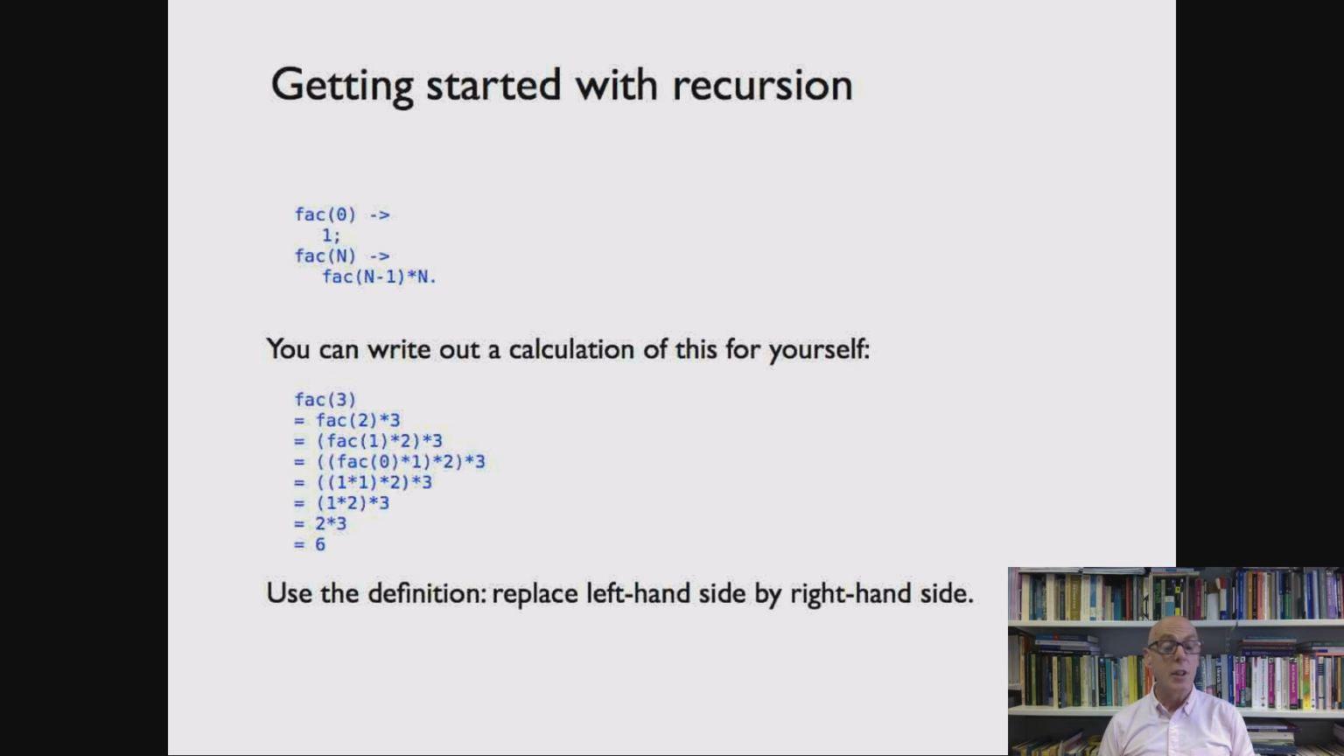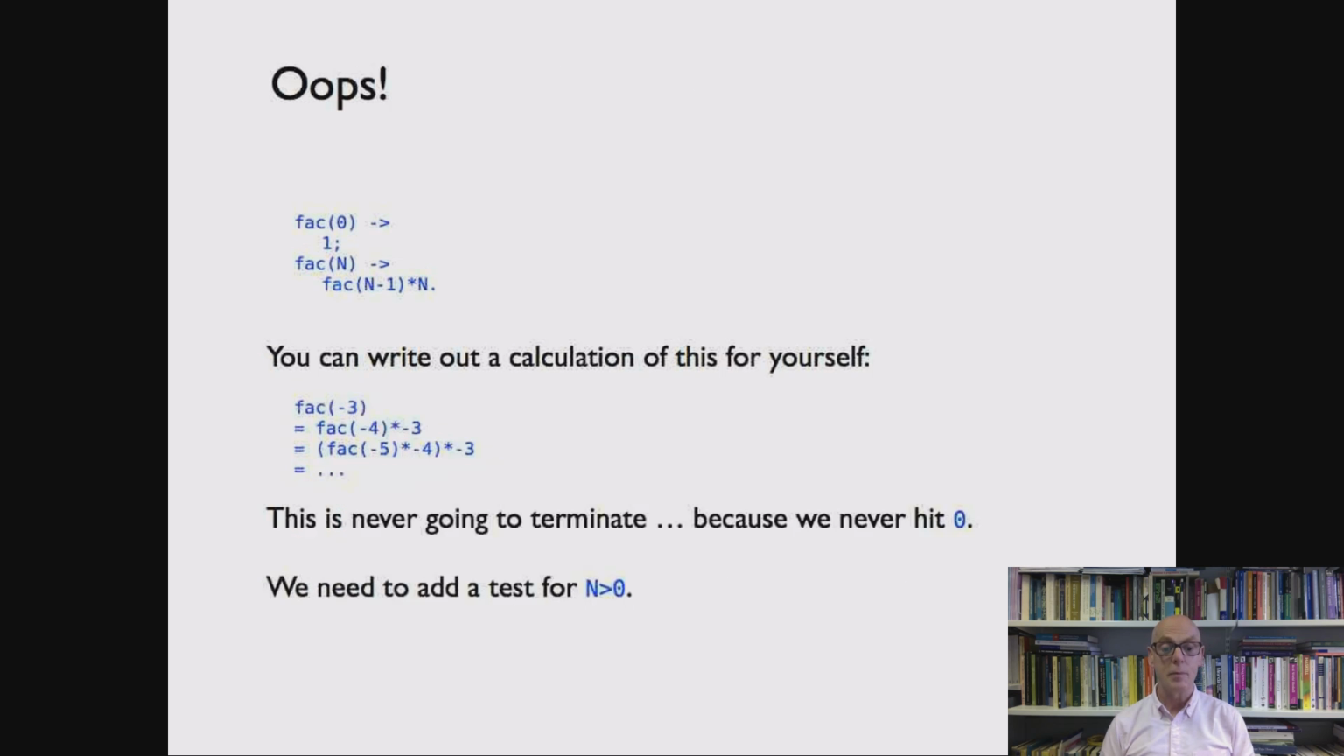And in using the definition, we replace the left-hand side by the corresponding right-hand side. And you can see here that because n is a variable, that encapsulates all the cases apart from 0. In the first case, we replace n with 3, in the second, replace it with 2, and so on. Each time we call the function, we get a new instance of n, a new instance of a variable that we replace.